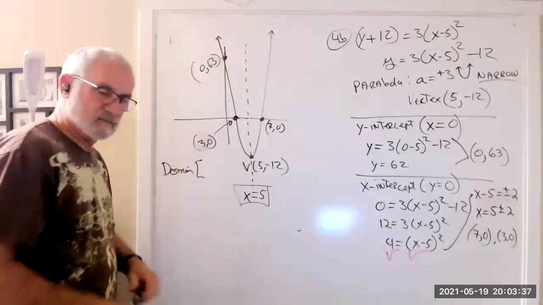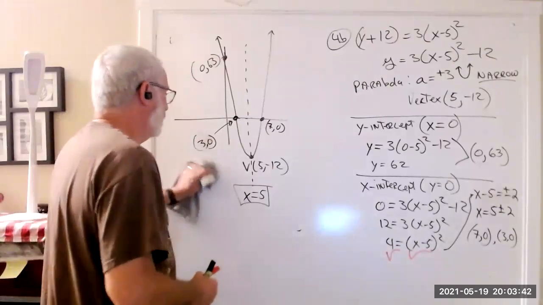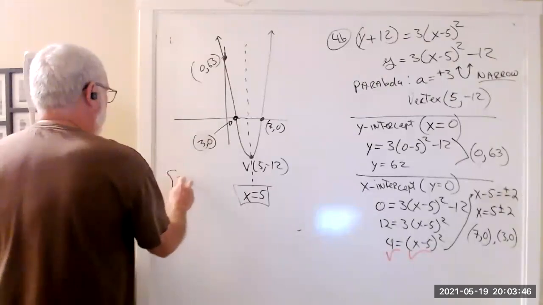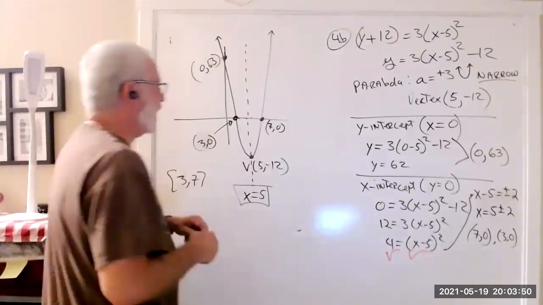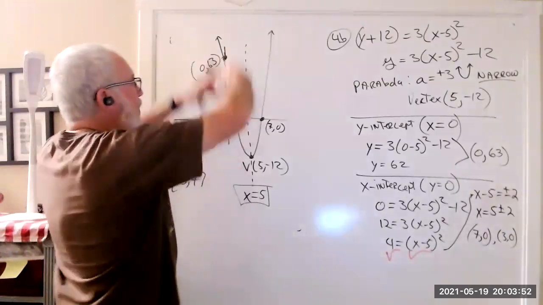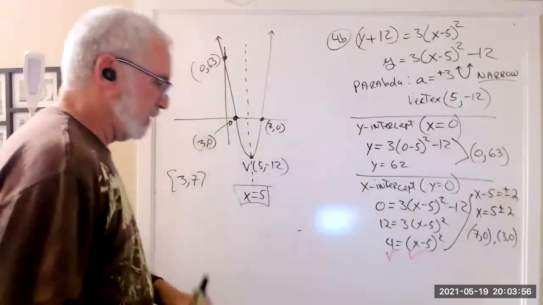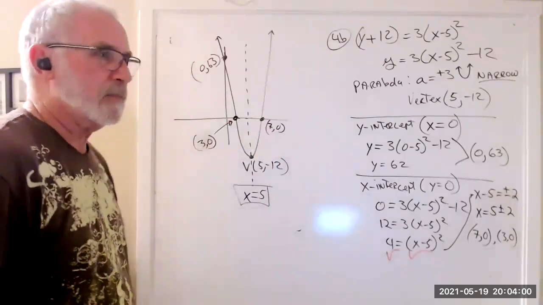Wait, sorry, I was thinking about the range. Bracket 3 to 7. Okay, let me show you. When you say bracket 3 to 7, you're saying that the x values for the whole picture only never go. Never mind. Remember, domain refers to the domain of the entire shape.